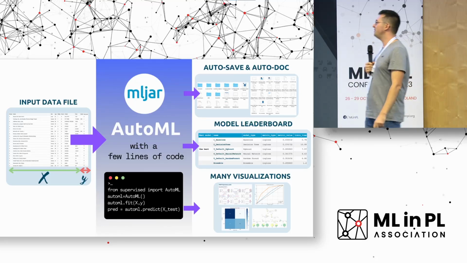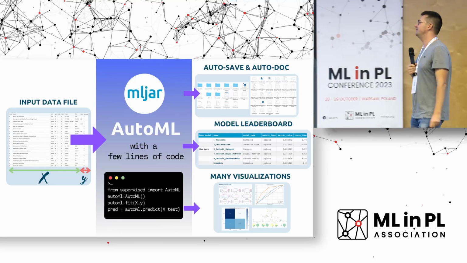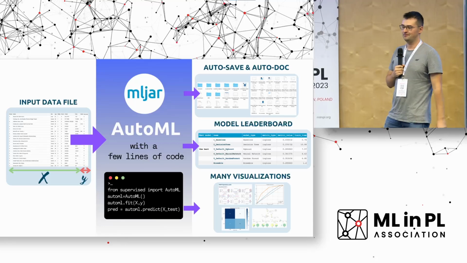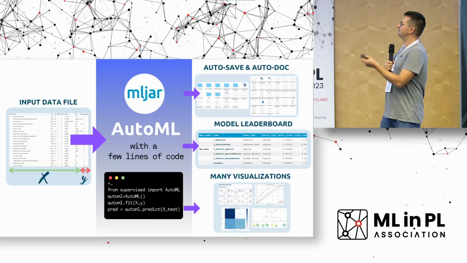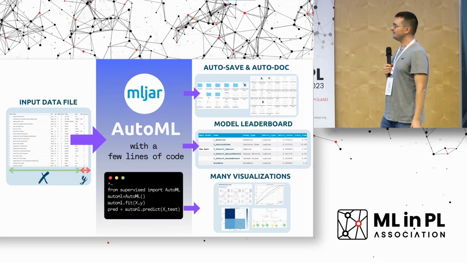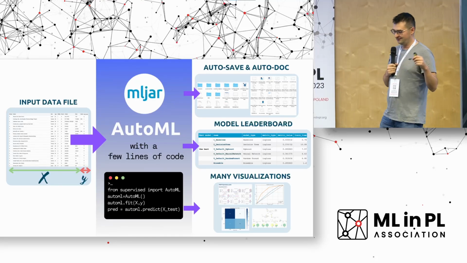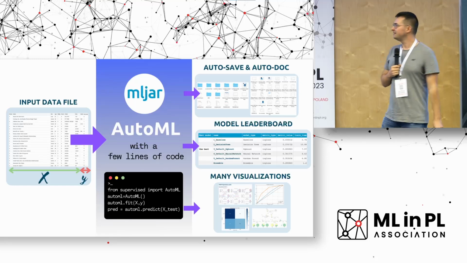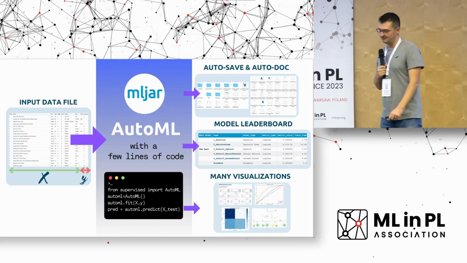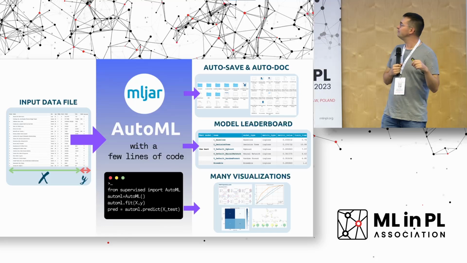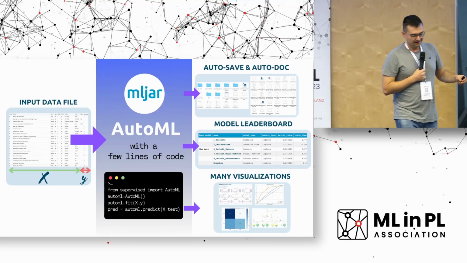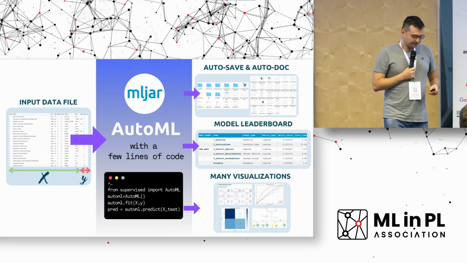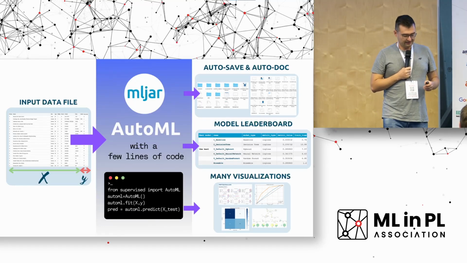The API is very, very easy, because you have two methods, fit and predict. You just drop your data, and I must say that it works only with tabular data. And at the end, you have the leaderboard with models and a lot of different visualizations, in Markdown or in HTML.